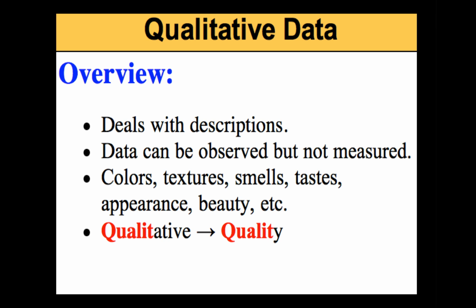Examples would be: the color of the mixture was red. A solid formed when two chemicals were mixed. The product smelled like ammonia. Do you see the word quality in qualitative? Qualitative data is just a description.